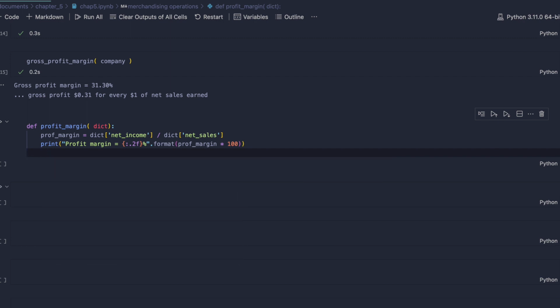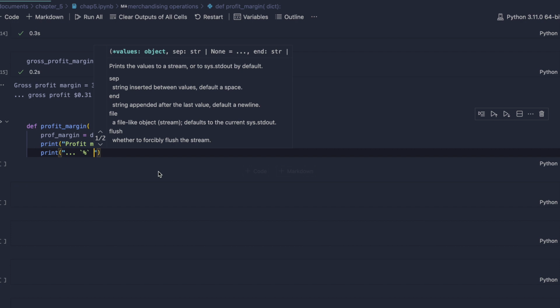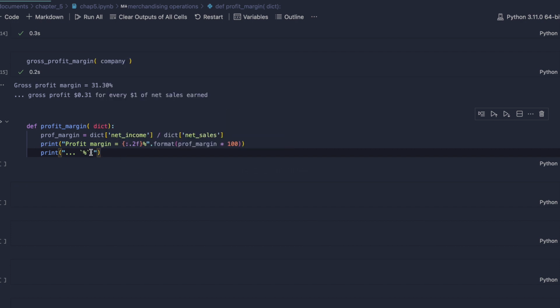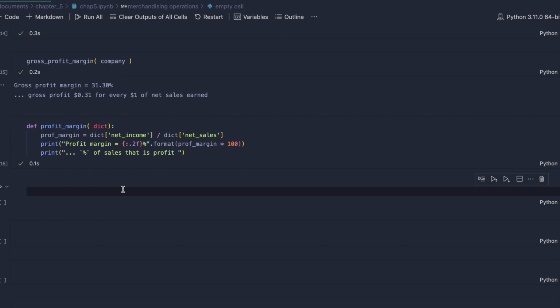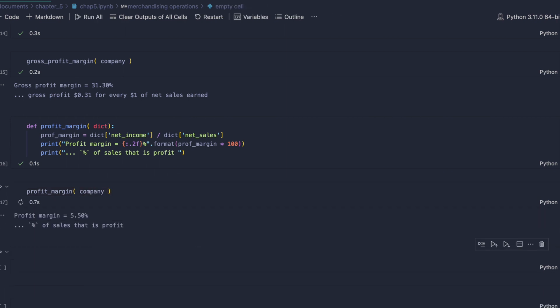Let's print out a helpful reminder. This is backticks. Let's call our function now. Our dictionary is called company. Profit margin is 5.5%, the percentage of sales that is profit.